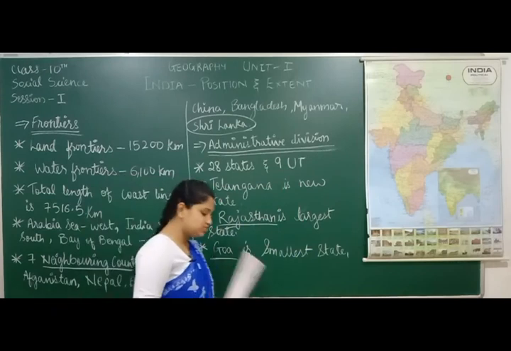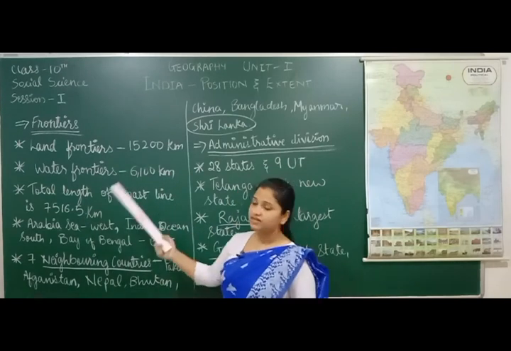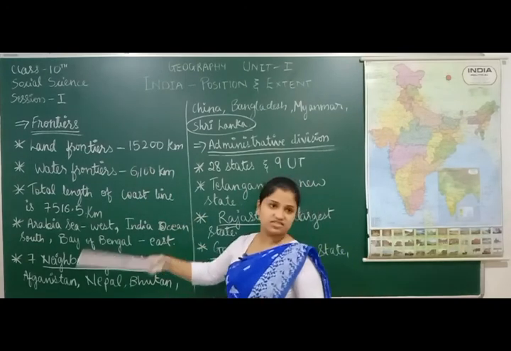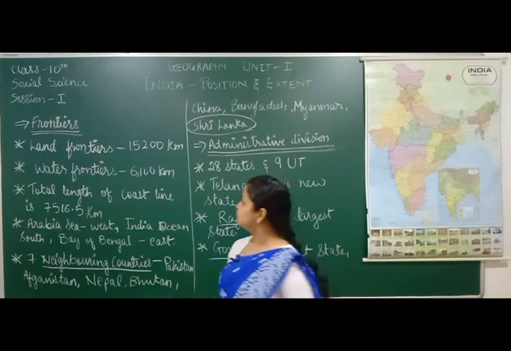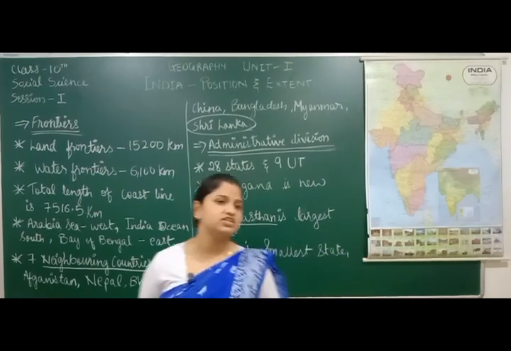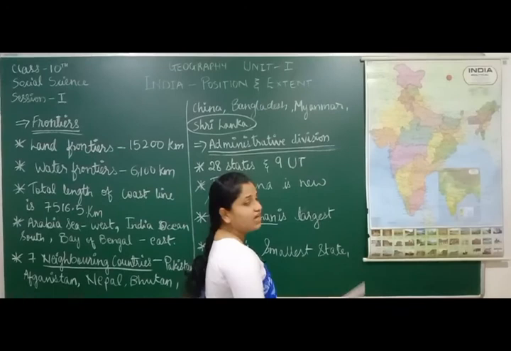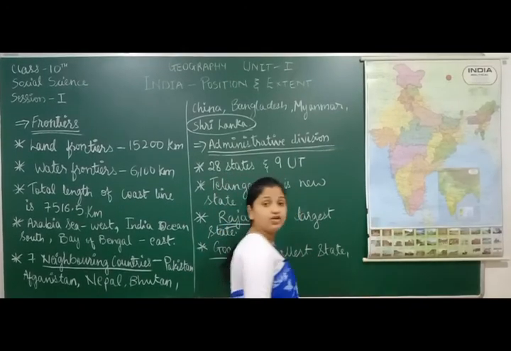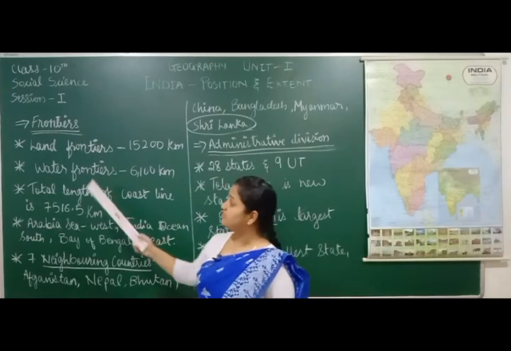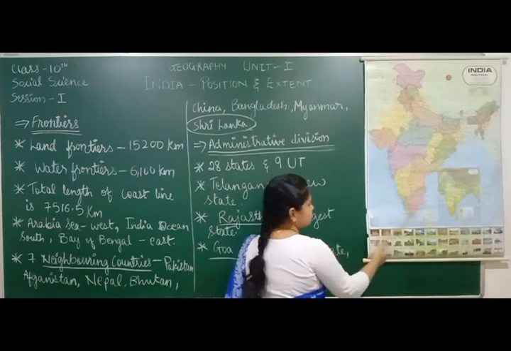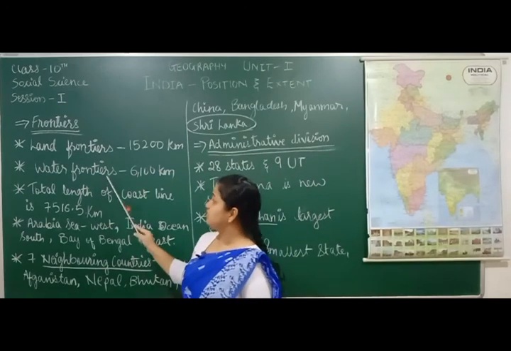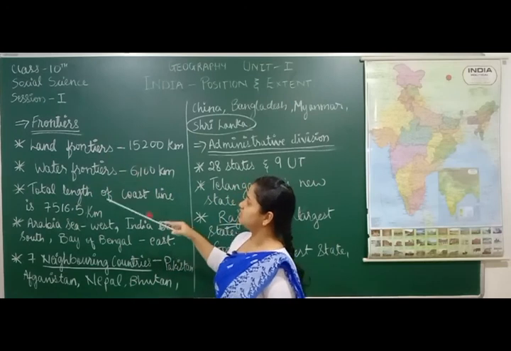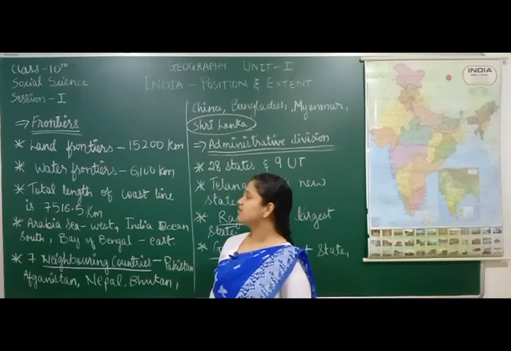Okay, let's do a quick revision here for you people. What are the frontiers of our country? Frontiers are nothing but the borders, the bordering areas of our country. We have two types of frontiers: sea frontier and land frontier. In total, the water frontier is 6,100 kilometers and the land frontier is 15,200 kilometers.